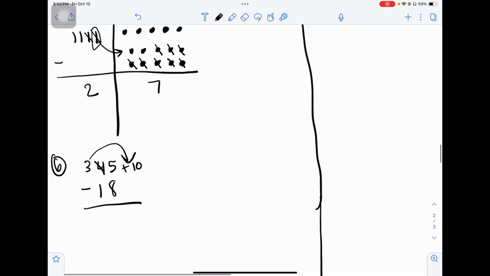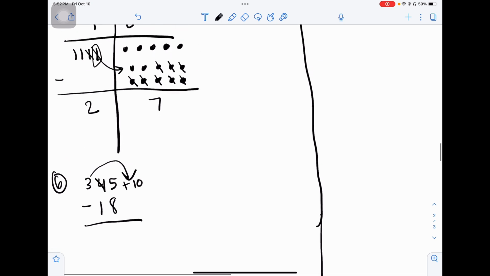And exactly what we did here in the pictorial model. And I'm going to add 5 plus 10, which is 15. Okay, and 15 minus 8 is 7. And then 3 minus 1 is 2. And did I get the same answer? Yes, I did. I'm good to go.